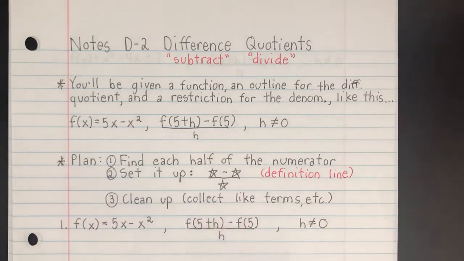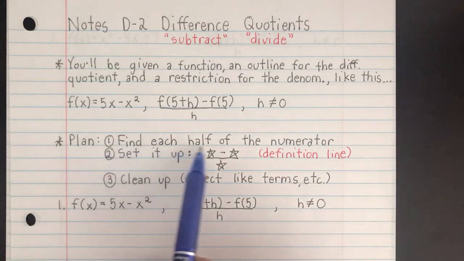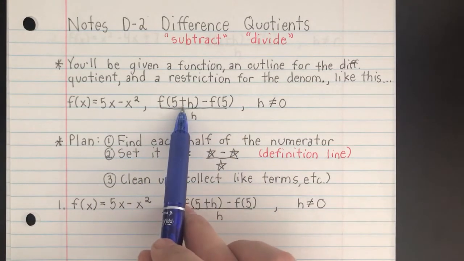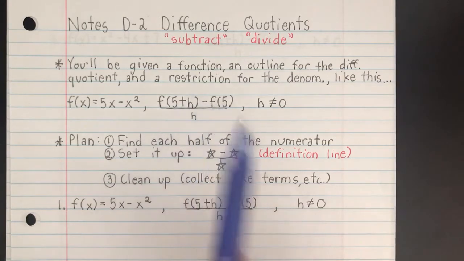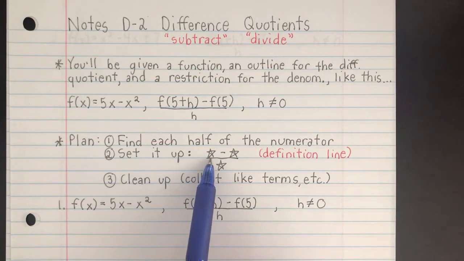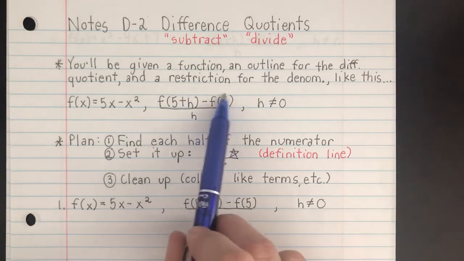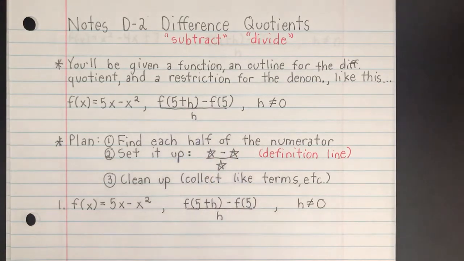Okay, so your plan of attack for these difference quotients will be step 1, find each half of the numerator. So find f of 5 plus h and find f of 5 in this case. Then set up your difference quotient. Take what you get from this, put it here, take what you get from this, put it here, and plug h in there. That's called your definition line. Step 3 would be to clean up, things like collect like terms, etc. All right, so for number 1, we're actually going to use this exact problem.